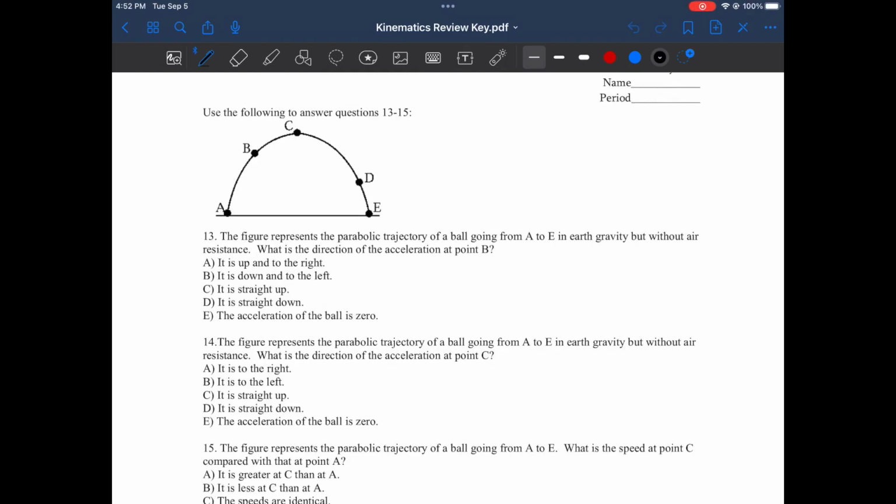Use the following to answer questions 13, 14, 15. The figure represents a parabolic trajectory of a ball going from A to E, in Earth gravity, but without air resistance. What is the direction of the acceleration at point B?